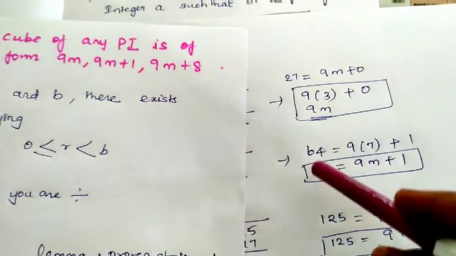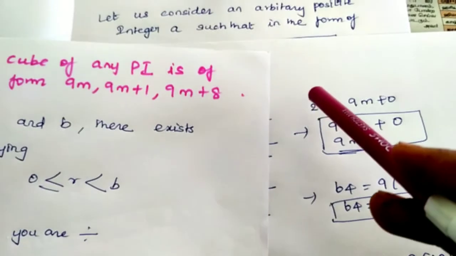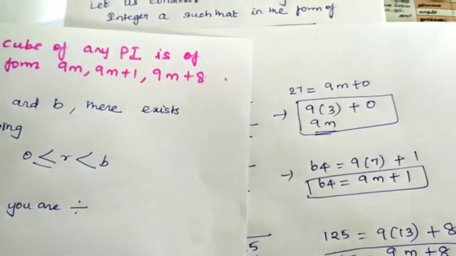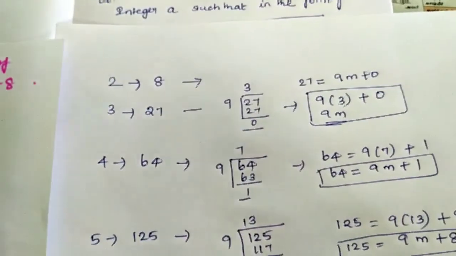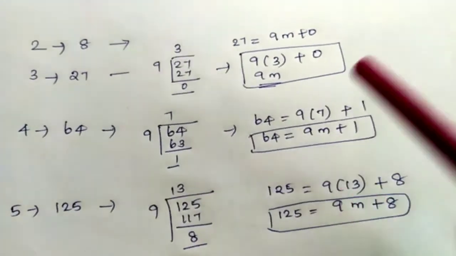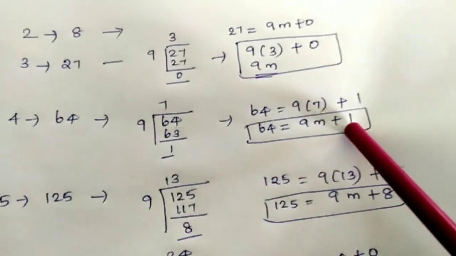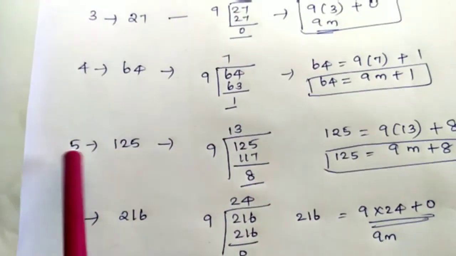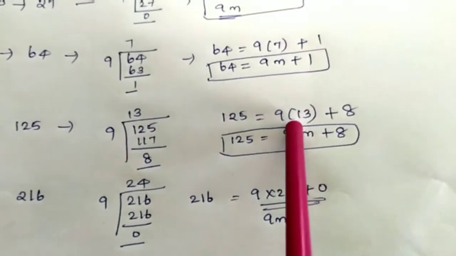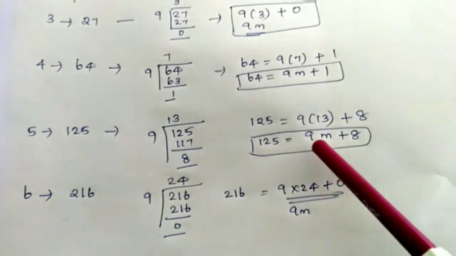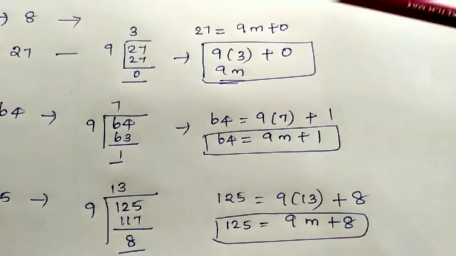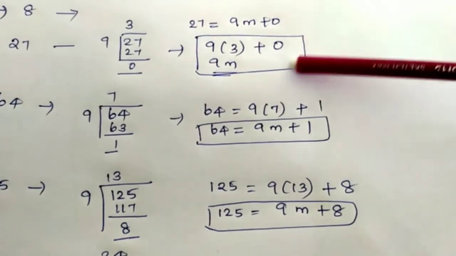Let us consider the next cube number, 64. 3 cube is 27. What is 4 cube? 64. Divide 64 by 9. The quotient is 7 and the remainder is 1. It is in the form of 9m plus 1. Okay. Now come to the next number, 5. Its cube number is 125. If you divide 125 by 9, the quotient is 13 and the remainder is 8. It is in the form of 9m plus 8. This is the proof part. But the question is, prove this statement only by using Euclid's division lemma.